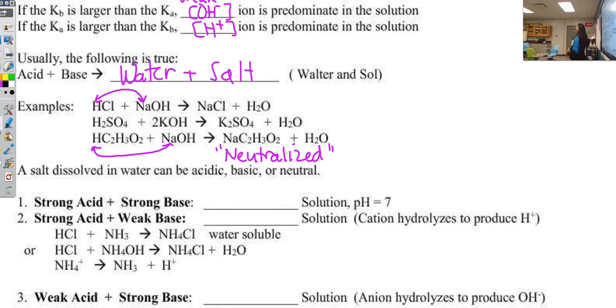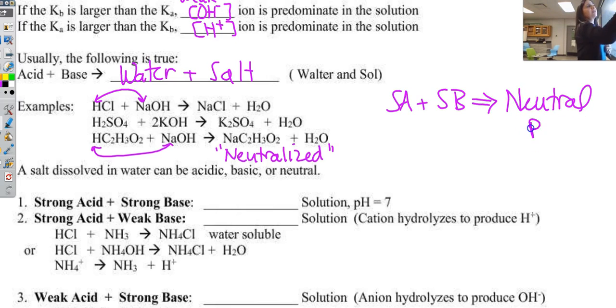And if it's a strong acid and strong base, we would expect the pH equals 7, and it should give you a neutral solution with the pH equal to 7. Okay, so we're going to talk about that now. If it's a strong acid and a strong base, we should get a neutral solution.